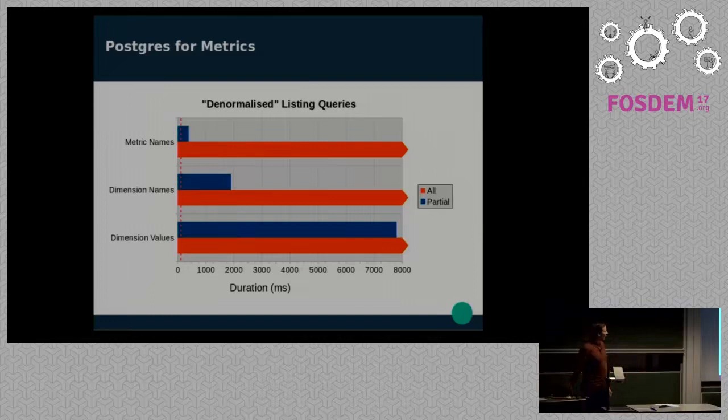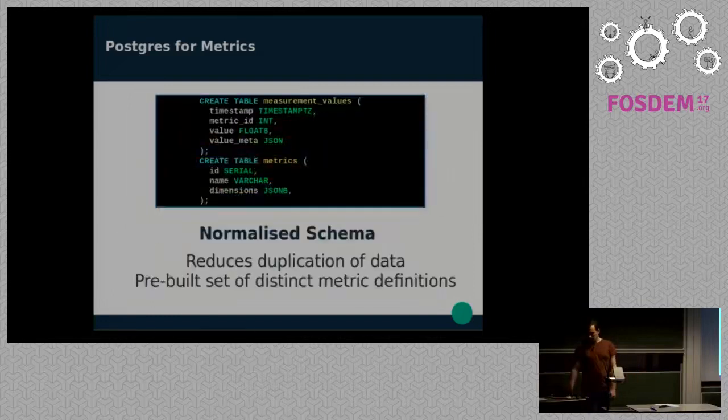Of course, you're all shouting at me, this is stupid, you should have 2 tables, and you're probably right. So the first thing we can do to improve this is normalize out the 2 tables. We've got a separate metrics table and a separate measurement values table, and they're joined together with an ID. This has some other advantages as well, which I'll talk about in a minute, but it does make the queries quite a bit faster.